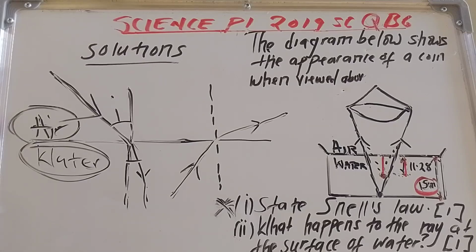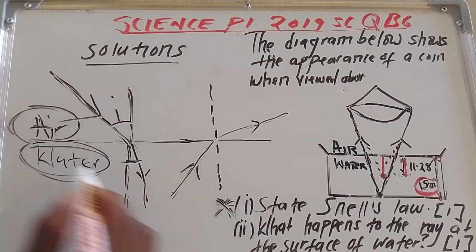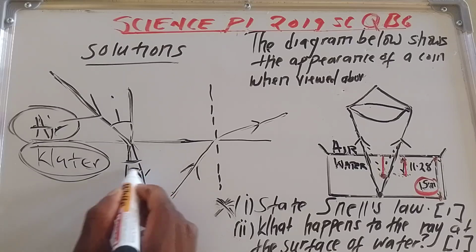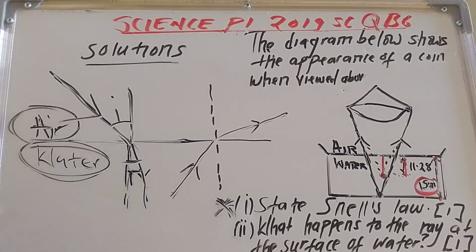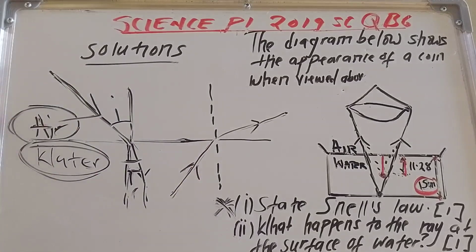This is the angle of incidence. Whenever this angle is formed, this angle which is going to be formed here is what we call the angle of refraction. The angle of refraction is represented by R, and this angle is represented by I. I hope you are getting it. So those are some of the important points which you need to know.